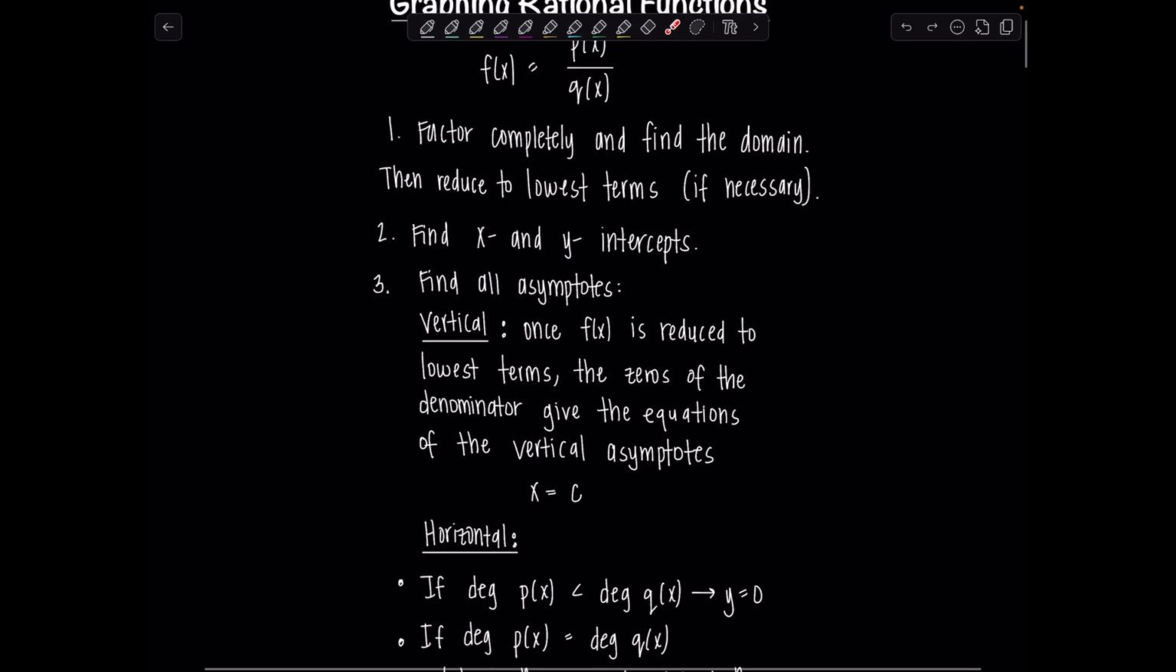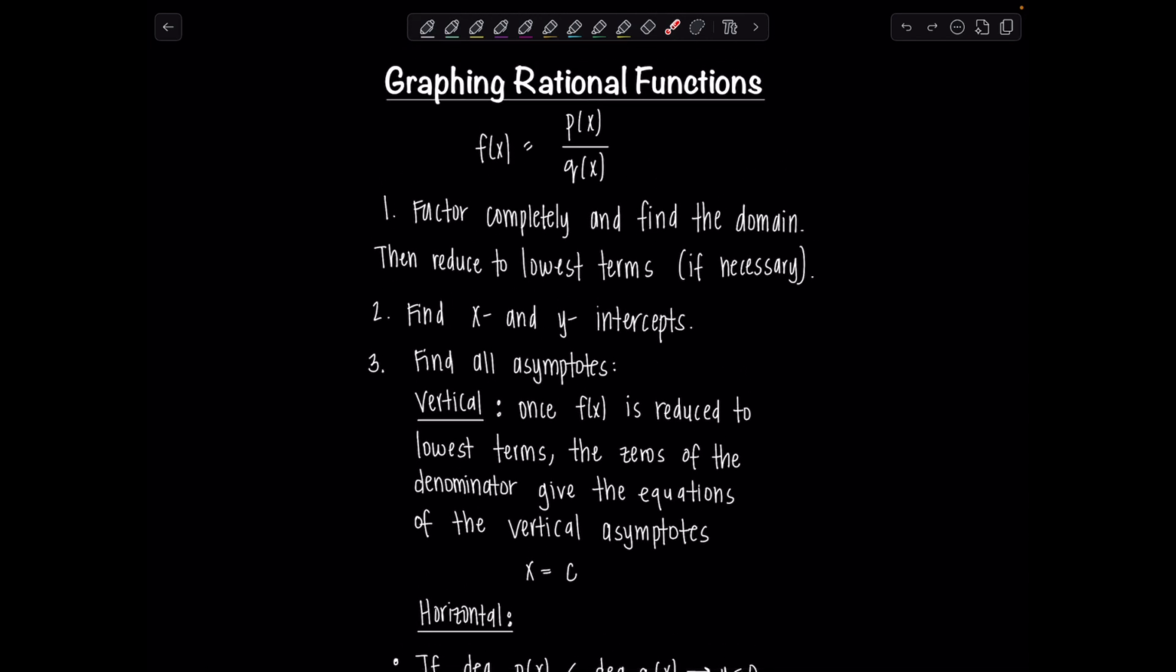So the first thing you need to do is factor completely and find the domain. So you're going to factor p of x, you're going to factor q of x, and find the domain. Remember, when we're talking about a rational function, our domain is restricted anytime q of x is equal to 0. So whenever the denominator is 0, those x values have to be removed from the domain. And then after you've written the domain, you reduce to lowest terms if necessary, meaning if you can cancel out any common factors for p of x and q of x, you do that. But make sure you list the domain first before you do any canceling, okay?